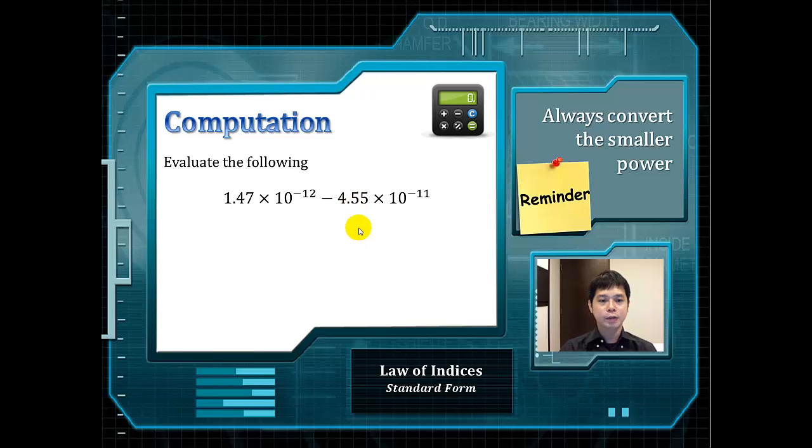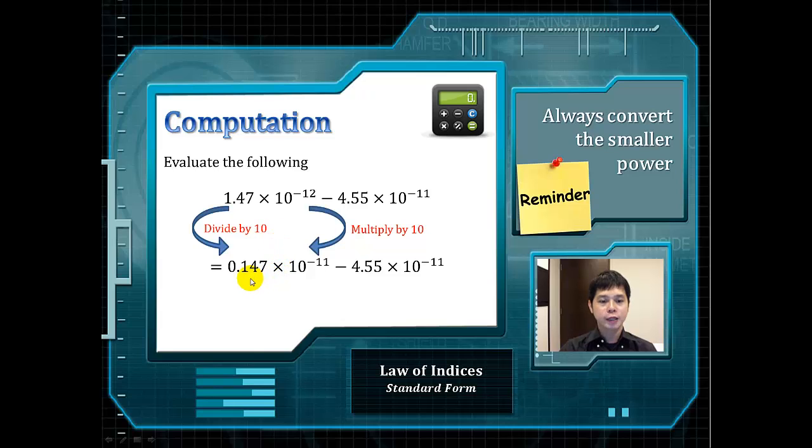Now we have another example. Which is the smaller power? Yes, negative 12 is the smaller power. In order to change this to negative 11, we have to multiply by 10. And we have to divide this term by 10 as well. In turn, we will get this. Now that they have the same power, we can factorize out 10 to the power of negative 11. Finally, we will have negative 4.403 times 10 to the power of negative 11 as the answer.